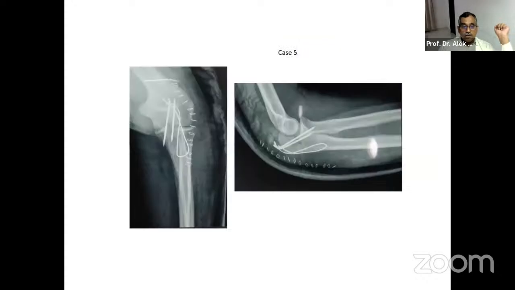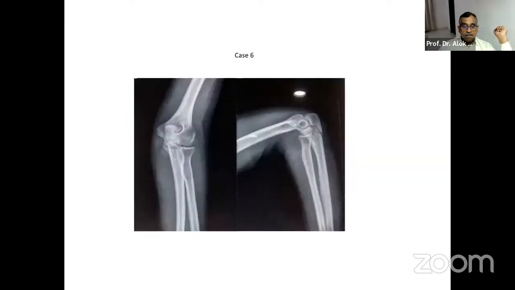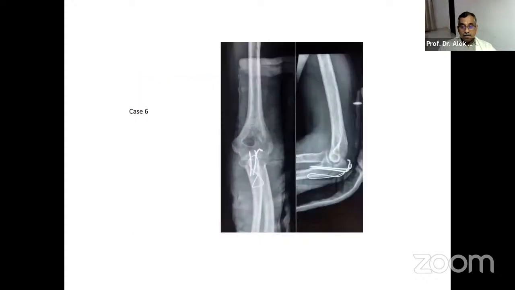Another case, olecranon fracture comminuted. The fragments have been made to sit, although not fixed. And a tension band has been applied, the fracture unites. Yet another case, oblique fracture coming towards the base, making the elbow unstable, but then it has been treated by a tension band wiring and it is possible.